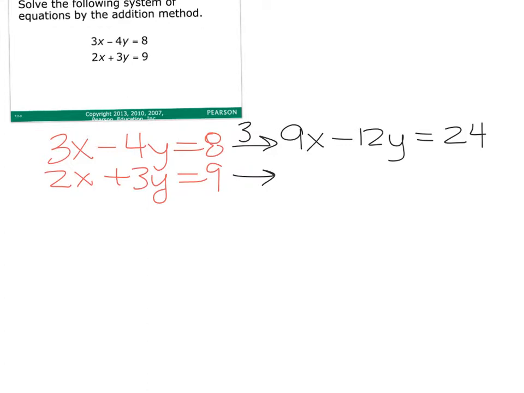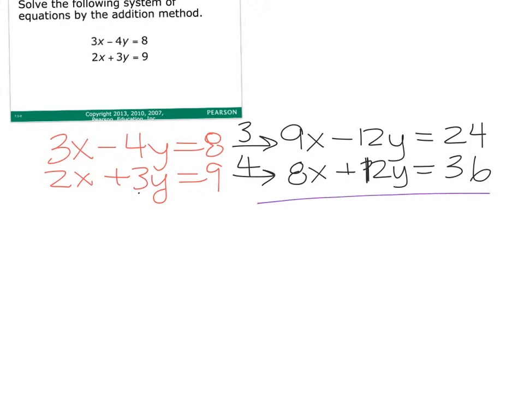And then the bottom equation, in order to make the 3 turn into the 12, you have to multiply by 4. So you have to do 2x times 4, 3y times 4, and 9 times 4. Once you have exact opposites, then you can add the two equations together. So 9x and 8x make 17x. Negative 12 and positive 12 eliminate, and 24 and 36 make 60.